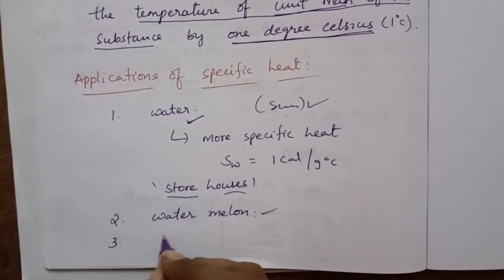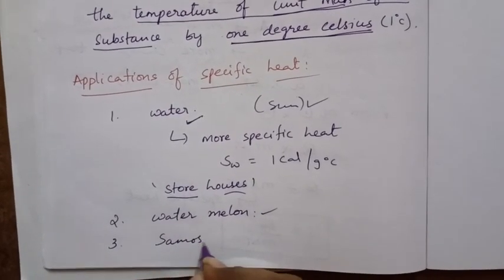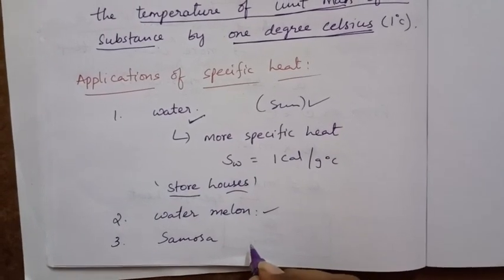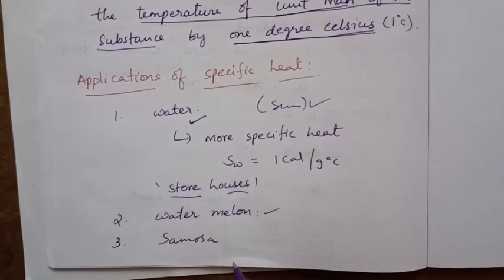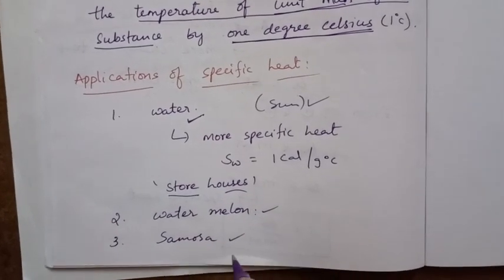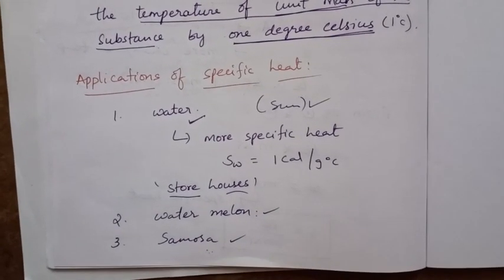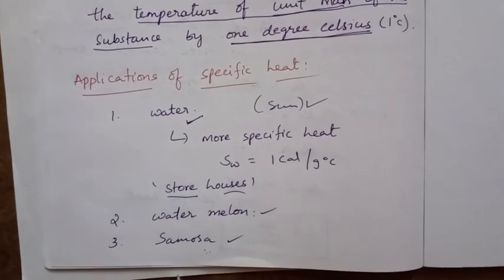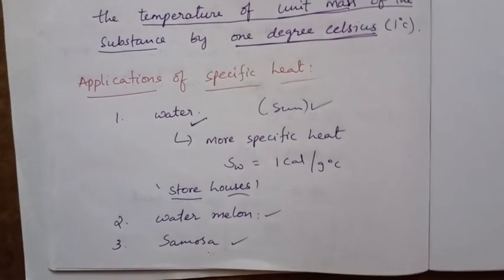Next, samosa. Even if we touch the samosa, the outside becomes cool, but the inside ingredients will be hot, because the ingredients used to prepare the samosa have more specific heat. These are the 3 applications of specific heat.